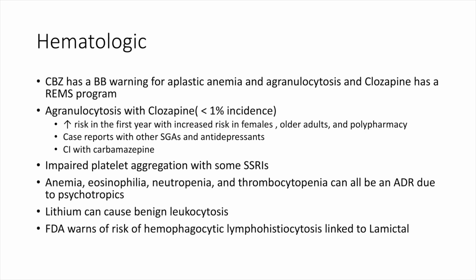There can be impaired platelet aggregation with some selective serotonin reuptake inhibitors, and this can interact with warfarin and increase someone's risk of bleeding if they're prone to bleeding. Anemia, eosinophilia, neutropenia, and thrombocytopenia are all examples of different hematological abnormalities that can occur due to psychotropics.